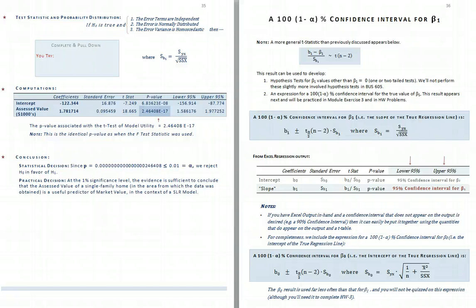A final and important observation is a 95% confidence interval for the slope beta 1 always appears on an Excel coefficients table. Before moving to the homework, it would be a good idea to complete exercise 3 on the next page.